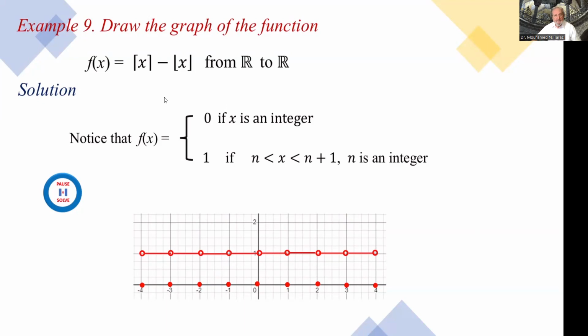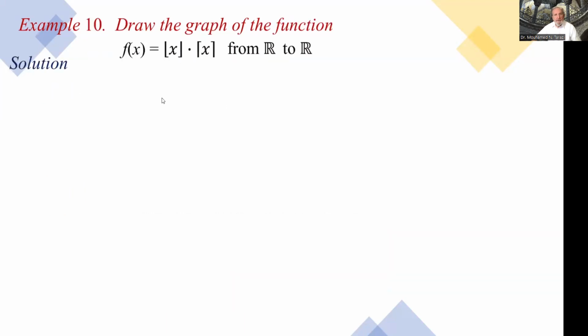Ceiling function of x minus floor function of x. Very interesting. Here's another example. f(x) is equal to the floor function of x times the ceiling function of x. Again, you need to distinguish two cases: x is an integer and x is not an integer.